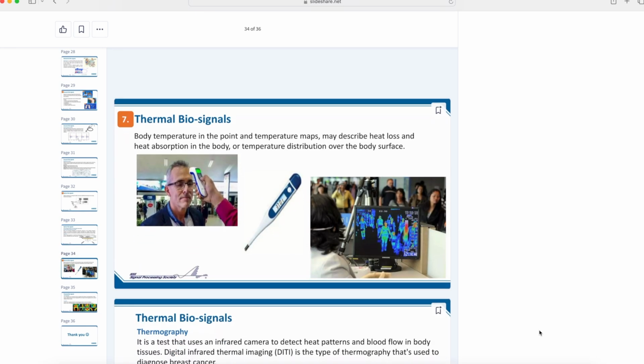Number 7. Thermal biosignals. Body temperature in the point and temperature maps may describe heat loss and heat absorption in the body or temperature distribution over the body's surface.